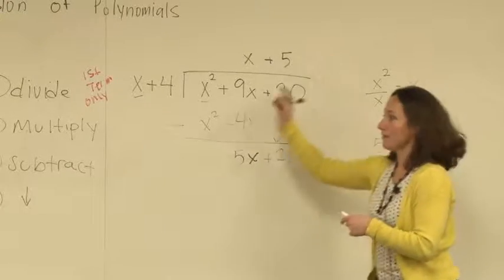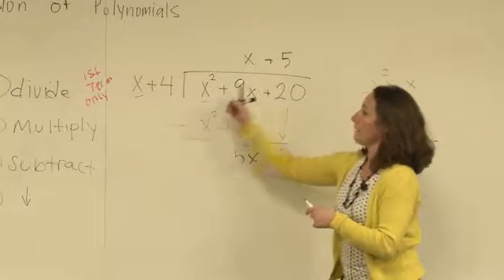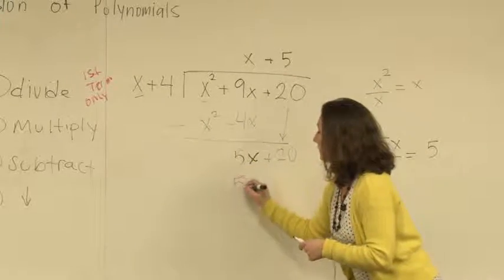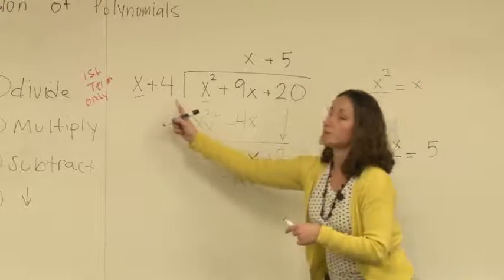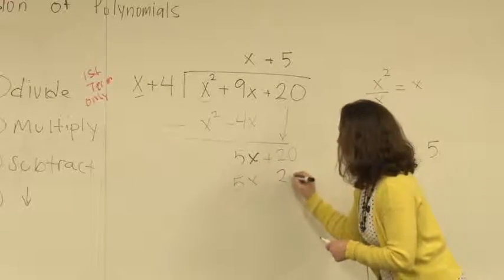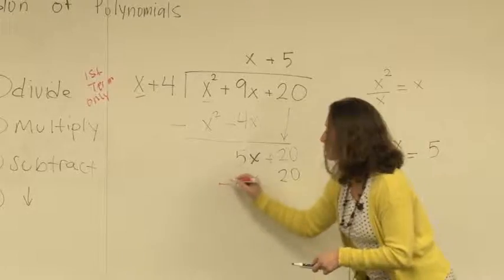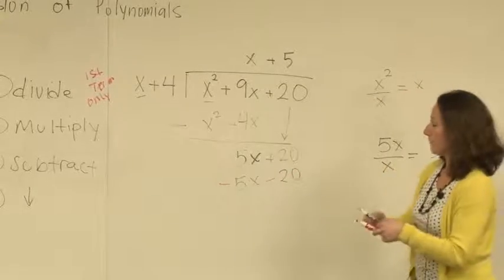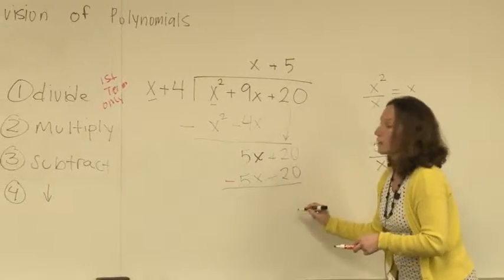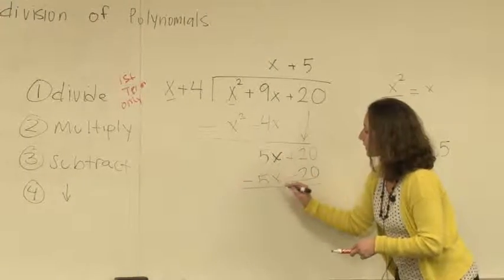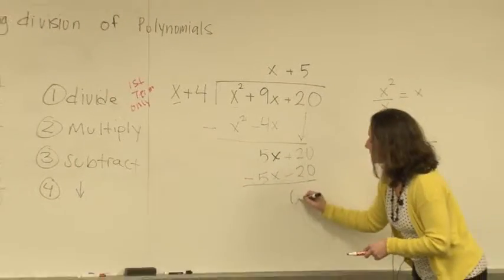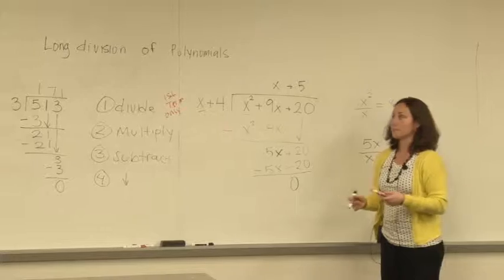We're going to take that 5 and we're going to multiply. 5 times x is 5x. 5 times 4 is 20. I'm up to subtraction. I'm going to remember to subtract both columns over here. 20 minus 20 is 0. 5x minus 5x is 0. So I have a 0 remainder, and the problem is done.